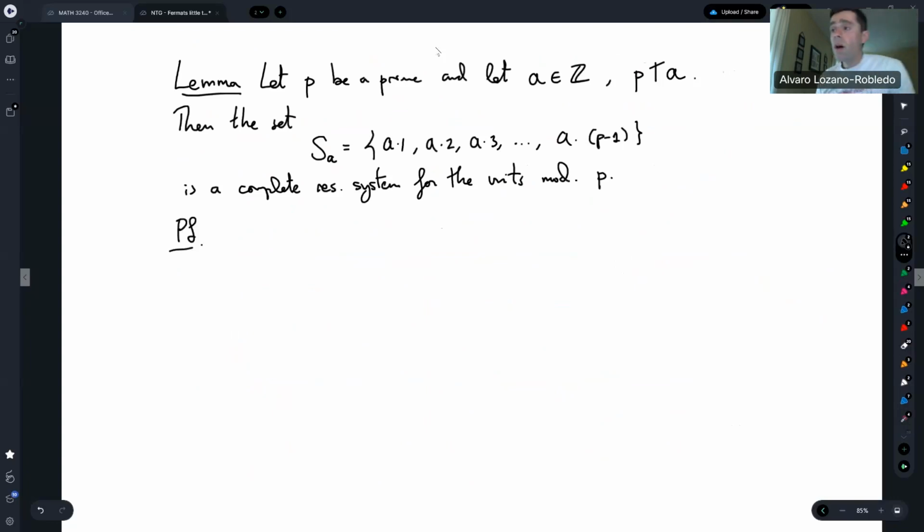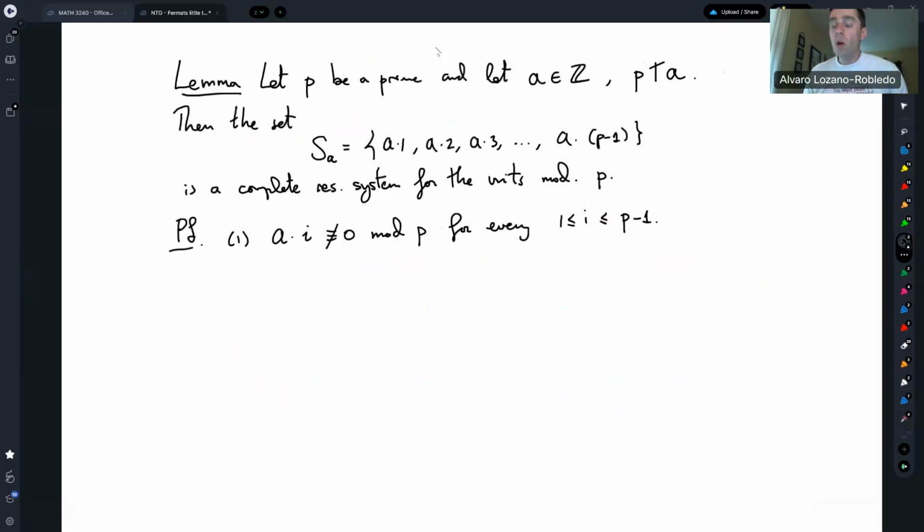So what do we have to show? I have to show you that every invertible class modulo P is represented here, and also that they are all different. Okay, so first I'm going to show that A times any one of these I is not 0 modulo P for every I up to P minus 1. Okay, so that says that A times I is a unit.